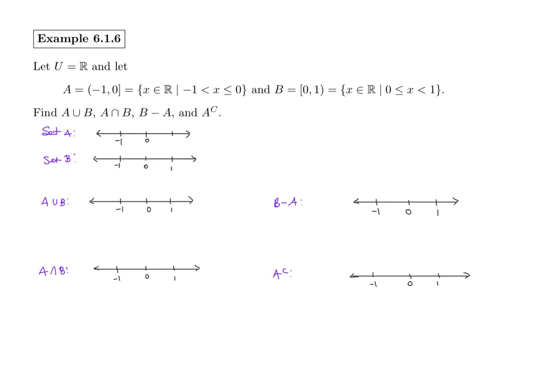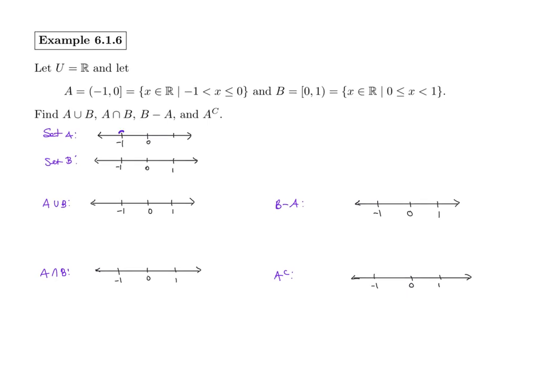Before we can do any of that, we're going to draw sets A and B on number lines. Set A does not include -1, so it's open at -1, and it is closed at 0. So we have a set that looks like this. For set B, we have included 0, but we do not include 1. So we have a set that looks like this.